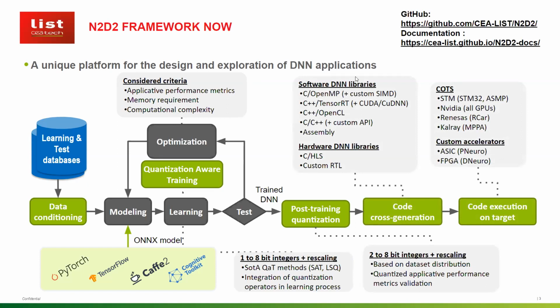So here we are talking about the generation of the code as C, C++, assembly, and also generating the code for high-level synthesis description or custom tools. Our targets are the classical targets as STM Trendo, NVIDIA, Kalray, or could be also custom accelerators which are developed in CEA List. So we can move to the next slide.